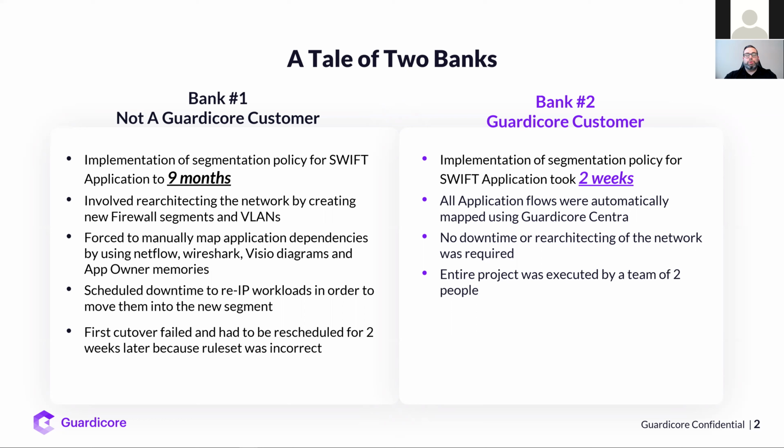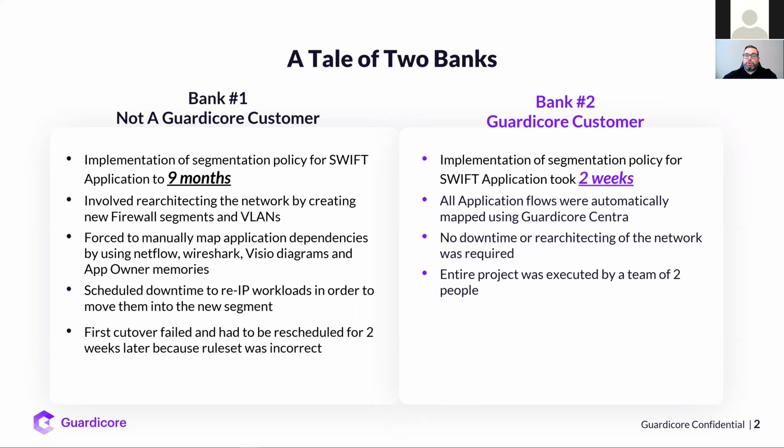There was a lot of data collection, planning, and execution that went into this, only for that first attempt to move the SWIFT application into its new segment to fail, because the rule set that was applied to the firewall was incorrect in the end. They had to roll back that cutover and actually make a second attempt 2 weeks later after they made some changes to the rule set and did more additional application dependency mapping.